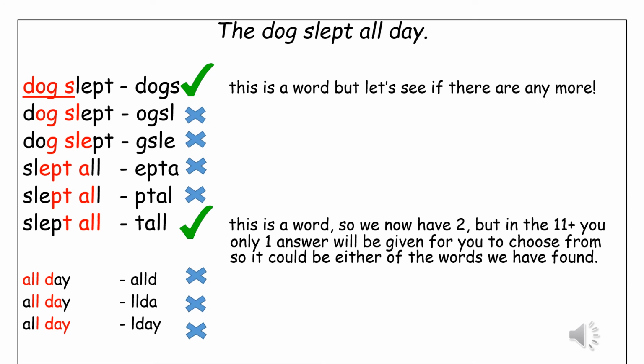Let's have a look at the other ones and see if we can find anything else. So O-G-S-L. Nope. Never heard of it. G-S-L-E. Nope. That's not a word either. E-P-T-A. Is that a word? Nope. P-T-A-L. Nope, that's not a word. T-A-L-L. Tall. Now that's a word. So this is another possible answer. And let's have a look at the next set. So all day, it could either have been A-L-L-D. Is that a word? L-L-D-A. Is that a word? No. So the 2 possible answers we would have had is dogs and tall.